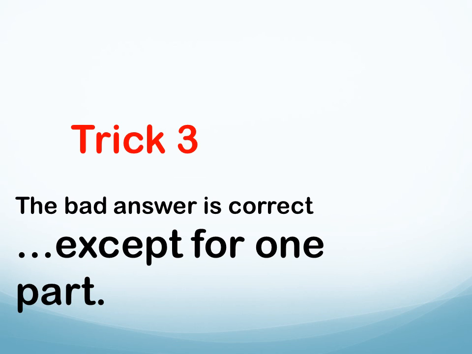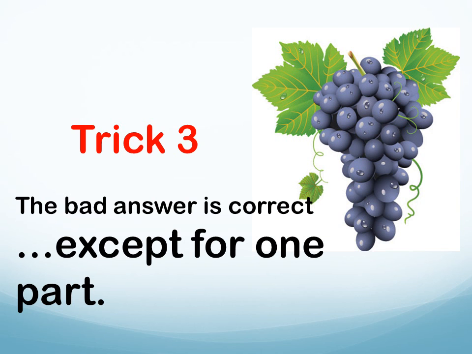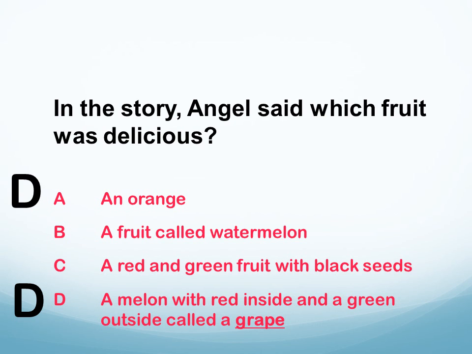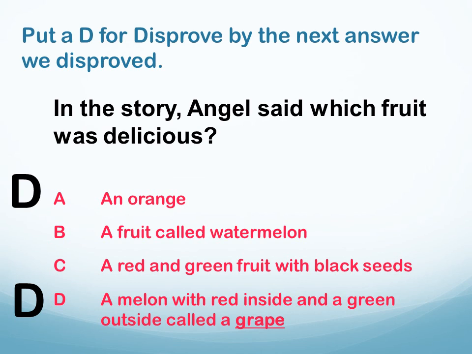Trick number 3. The bad answer is correct except for one part. There's nothing in the story about grapes. Even though it's a giant fruit with a red inside and a green outside, that doesn't mean the answer's right, because there's one word that's wrong. Grapes. There's no grapes, so this is not the right answer. In the story, Angel said which fruit was delicious. He did not say a grape. So again, we put a D for disprove by the next answer we disproved.